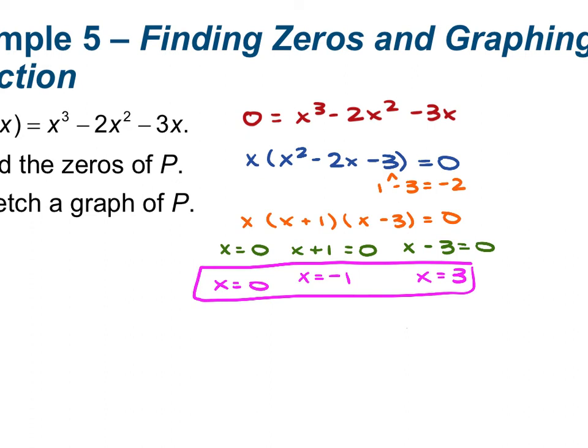From here, we still need to find our end behavior notation. So looking at that leading term, the highest degree or the highest power is 3, so it's odd. We're going to do opposite directions. So think about this. This line would look similar to this. So our end behaviors are going to be opposite.